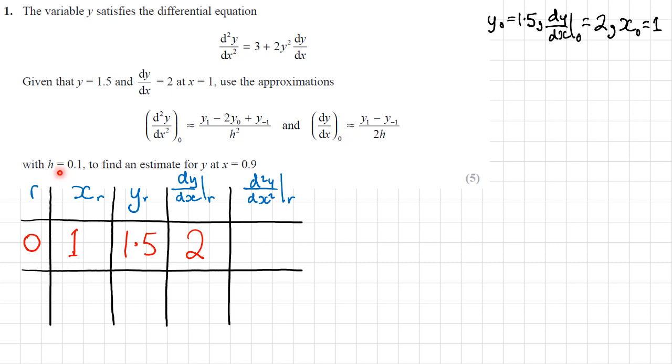Now on this one we have a step size of 0.1, but notice that we're trying to find an estimate for y when x is 0.9, not 1.1. So my next value of r is going to be minus 1. I'm taking almost like a step back, and that means I'm trying to find here y sub minus 1. That's what I'm interested in finding at the end. So then I can fill in, working back like a backward step size. This will be 0.9 I'm looking for.